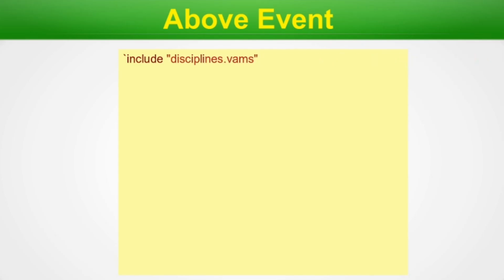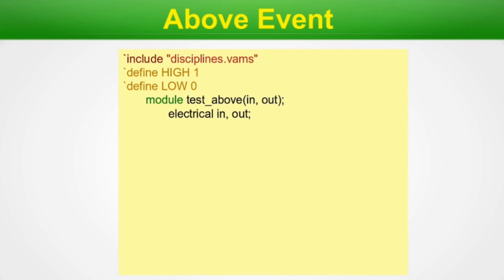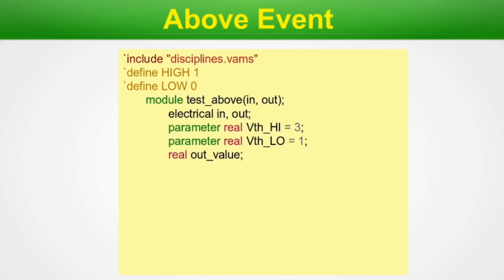We include our discipline.vams, we use a preprocessor directive define, and define high as 1, define low as 0, and we start our module, a test module. We write electrical in and out, then we define parameter of real type, VTH high as 3, VTH low as 1, and then we define another real variable as out value. Then we start our analog block with analog begin.